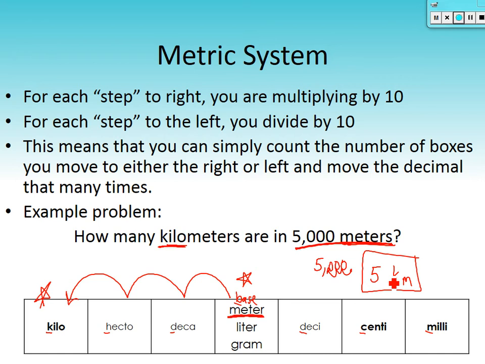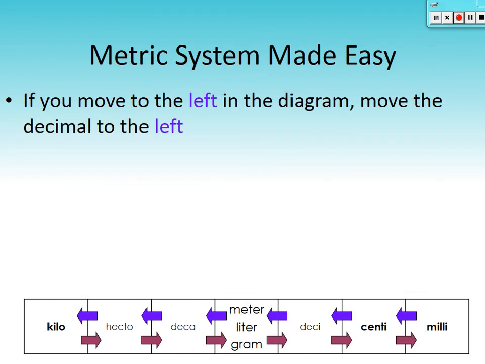Remember, figure out where you're starting from, find it on the box diagram, count how many boxes you need to move in either direction, and that's the way and the number of times you move the decimal. Okay, so metric system made easy. If you move to the left in the diagram, move the decimal to the left. So just like in that previous example, we went 3 to the left. So move the decimal 3 to the left.